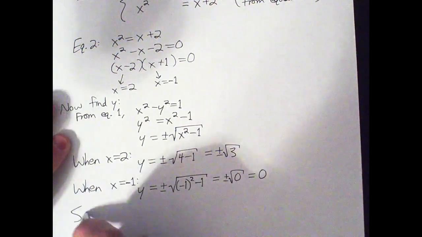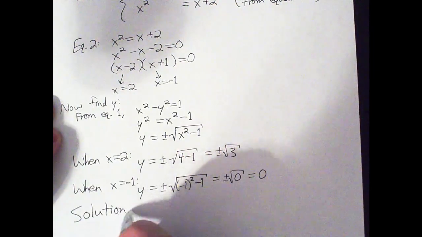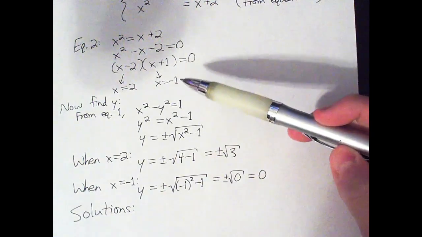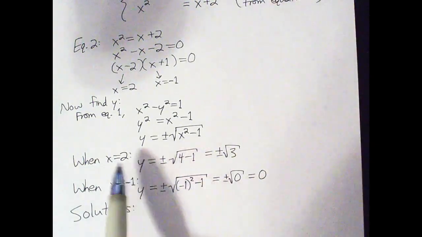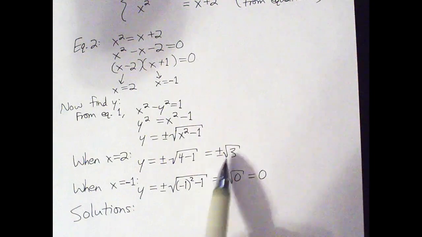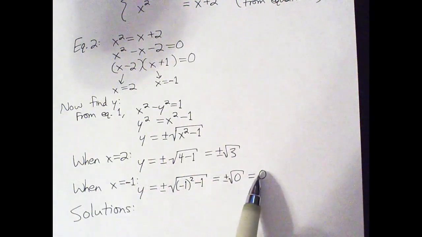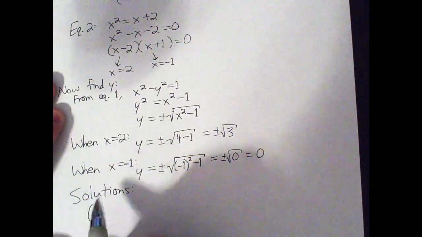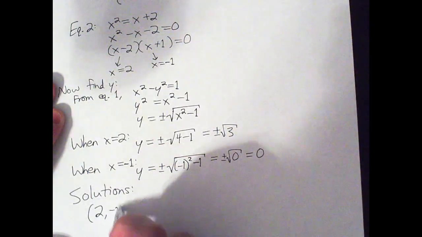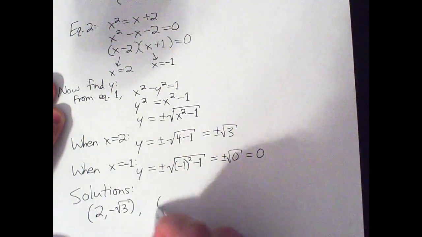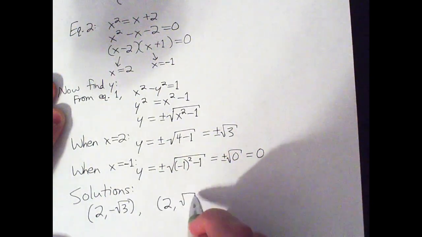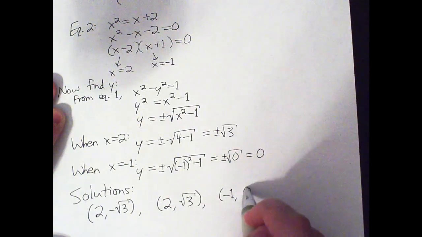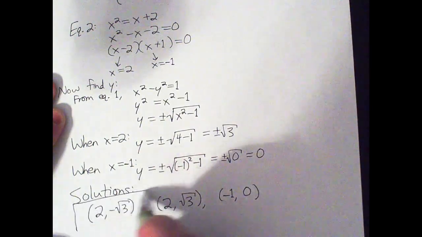So the solutions that we found. How many solutions did we find? Well, we found two different x values. But for x equals 2, we have two different y values. And for x equals negative 1, there's only one y value. So altogether, we found the solutions 2 comma negative square root of 3, 2 comma positive square root of 3, and negative 1 comma 0. So we actually found 3 solutions to this.